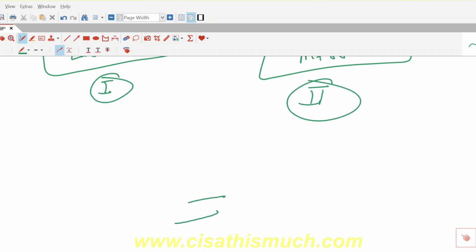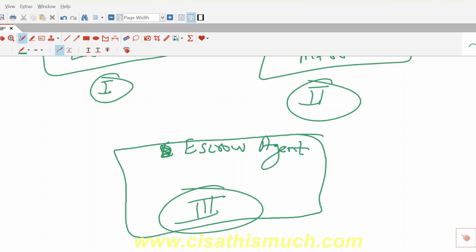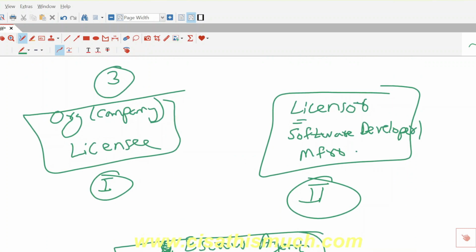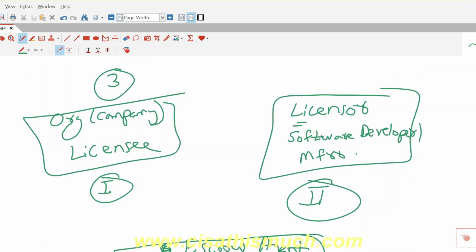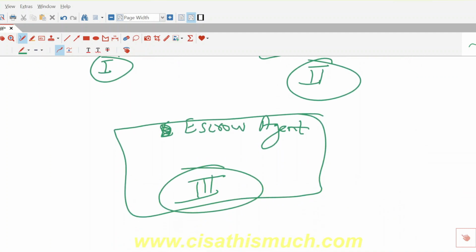And then we have the third party. Why do we need a third party? We will discuss that also, but there is a third party involved here, which is known as the escrow agent. The third party is the escrow agent, right? So the developer, the company for whom the software is being developed, and then there is an escrow agent.